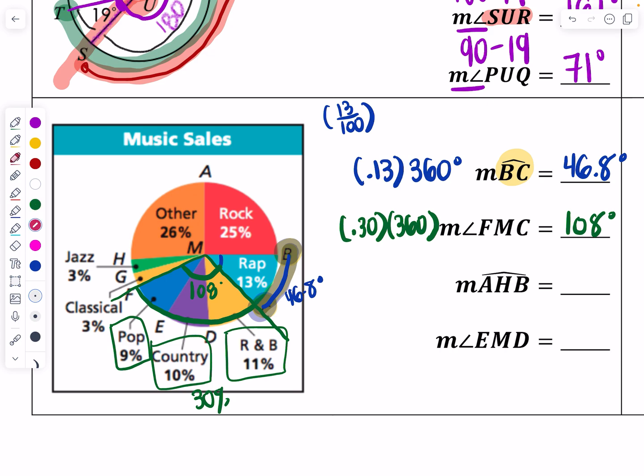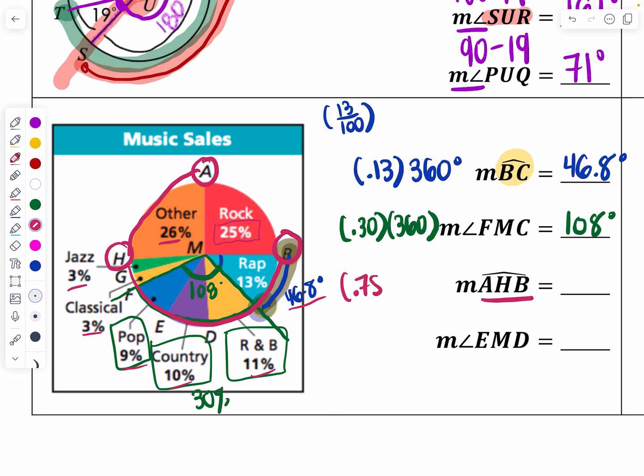Okay. Now we're switching gears and going back to arcs. What is the measure of arc AHB? Starting at A, going to H, and then all the way around to B. So this is a major arc. One way to do this is to add up 26, 3, 3, 9, 10, 11, and 13. Or you could acknowledge that we have used 75% of the circle. How do I know that? Because I am excluding the rock, which is 25%. And so that gives me 75% of the circle, so 0.75.